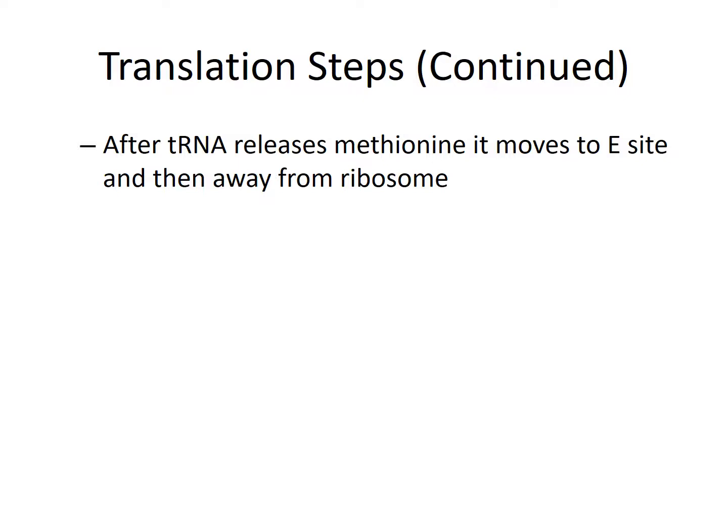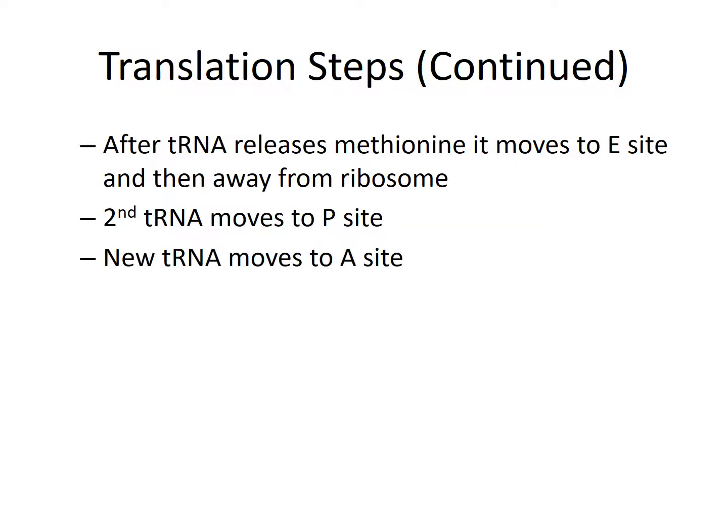And I know this might be a little hard to follow because I'm talking about a very active process and we're looking at static pictures, but as you get going, we'll be all right. The tRNA that was in the A site then takes the place of the original one in the P site, and then a new one is going to move into the A site. So we have sort of this assembly line going.